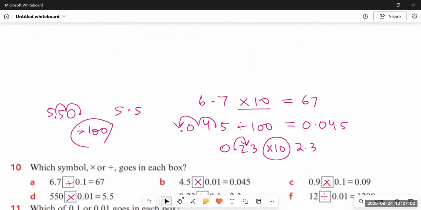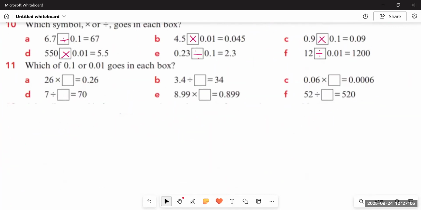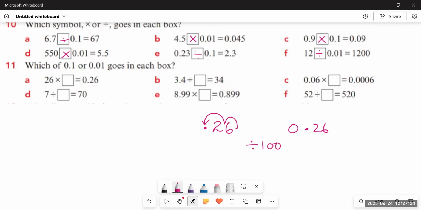Now comes question number 11. In question number 11, we have to multiply the number by 0.1 or 0.01, or we have to divide it by the same numbers. So we have to figure out what we are going to do. It's 26 and 0.26. Look at the two numbers. Here the decimal has moved 2 places backwards, so it becomes 0.26. Since we are moving backward, it means we are dividing it by 100. If we are dividing it by 100, then we are multiplying it by 0.01. Okay, dividing by 100 equals multiplying by 0.01.